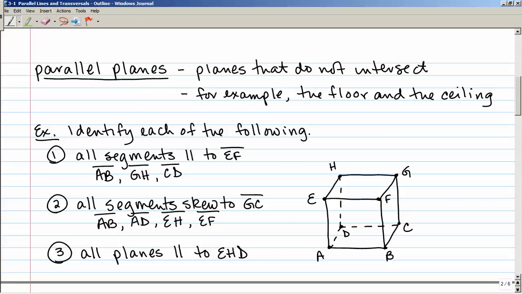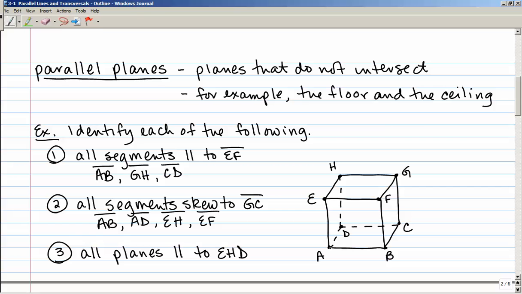And then how about all planes that are parallel to plane EHD? Remember that to name a plane, all we need are 3 non-collinear points. So plane EHD, notice that point A is also a part of that plane, but I only need to use 3 of those letters. So that is the left side of this box.